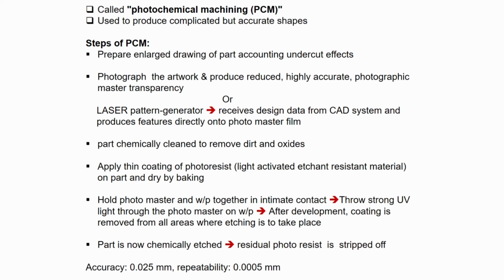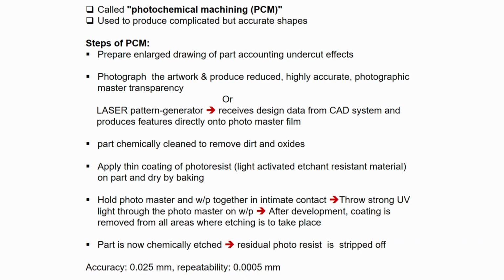So the part is chemically cleaned to remove whatever dirt and oxide layers are there on the workpiece surface. After that, a thin coating of photoresist, which is a light-activated, etchant-resistant material, is deposited on the workpiece, and then it is dried by baking.